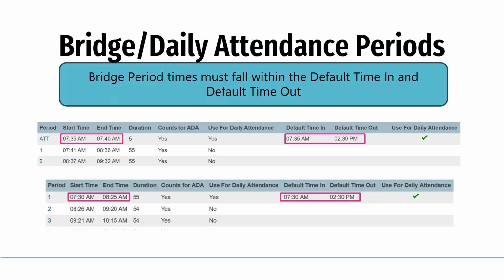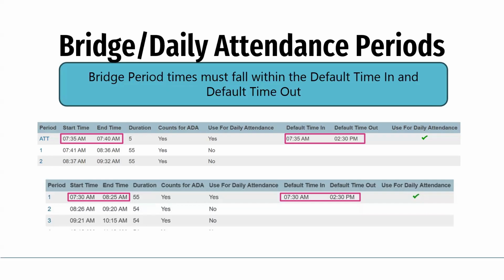Okay. So we are still talking about best practices. We're going to talk a little bit about the bridge period, aka the daily attendance period, which is really important to make sure is accurate in your bell schedule so that your daily attendance calculations are correct. So we mentioned before that each bell schedule is going to have one period that they identify as their daily attendance or bridge period. There are a couple different ways in which schools decide to do this, and I wanted to highlight both of those examples here.